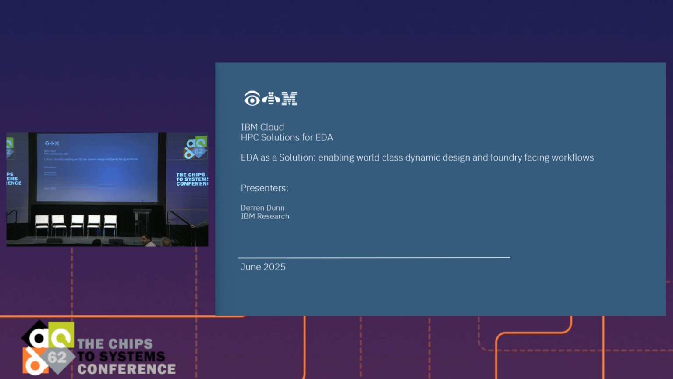All right, if you'd like to join us here in about 1 minute, we're starting the last presentation here in the Exhibitor Forum. Last presentation starting in 1 minute with IBM. Thank you.